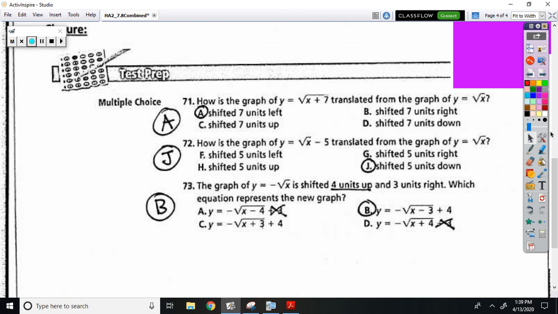So for 71, we should have picked A. It was shifted 7 units left because it was plus 7 underneath. 72, we should have picked J. Minus 5 is down 5.